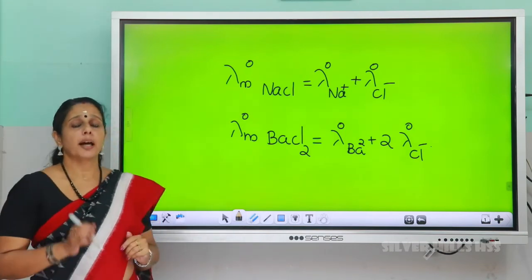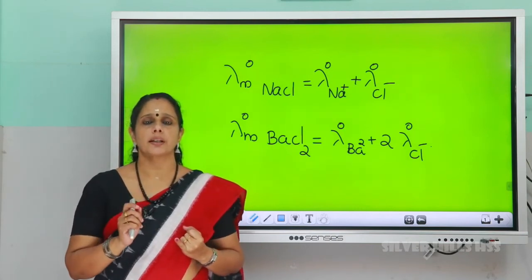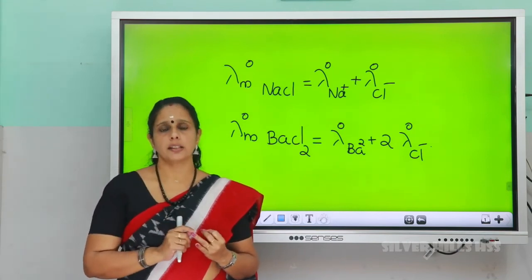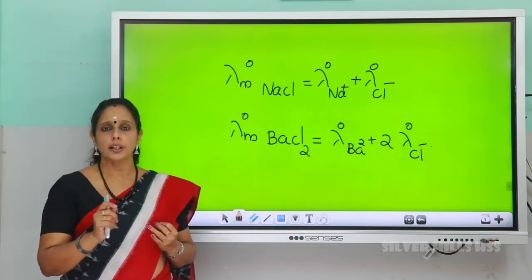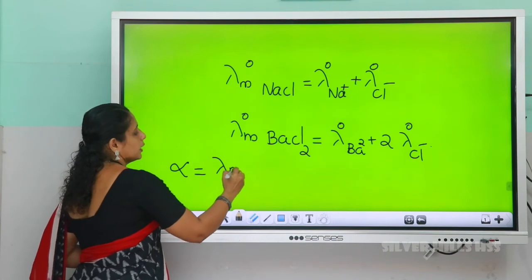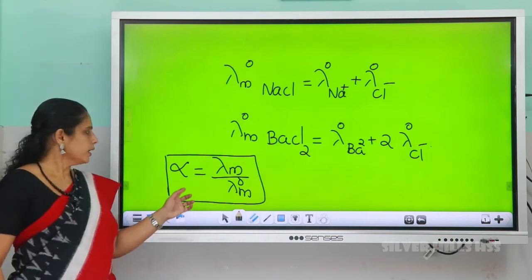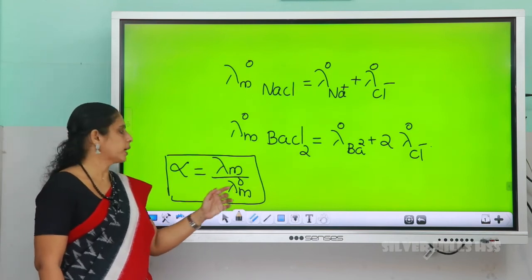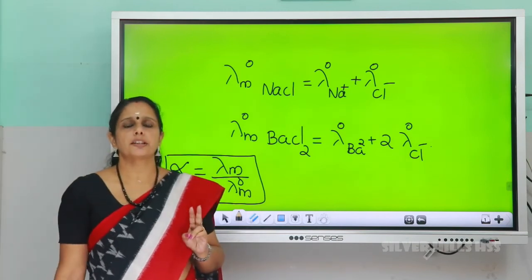And two important applications of Kohlrausch's law is that we can calculate the limiting molar conductivity of a weak electrolyte. That is the first one. The second one is we can calculate the degree of dissociation or degree of ionization alpha by the formula lambda m by lambda m0, where alpha is the degree of ionization, lambda m is the molar conductivity, and lambda m0 is the limiting molar conductivity. So, these are the two applications of Kohlrausch's law.